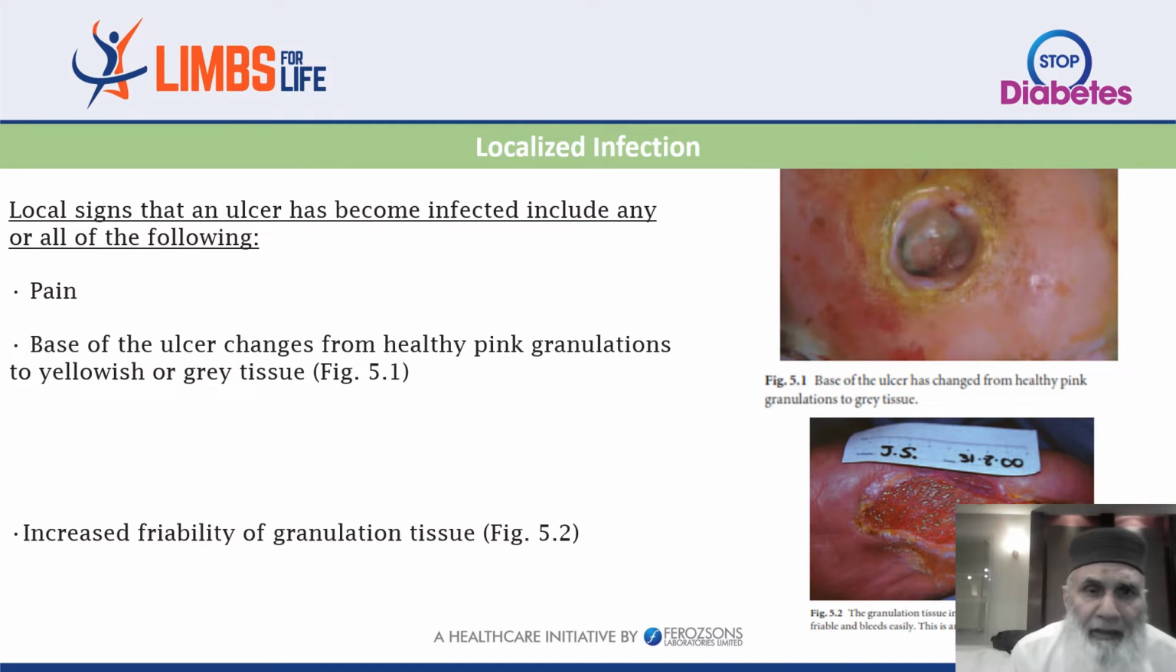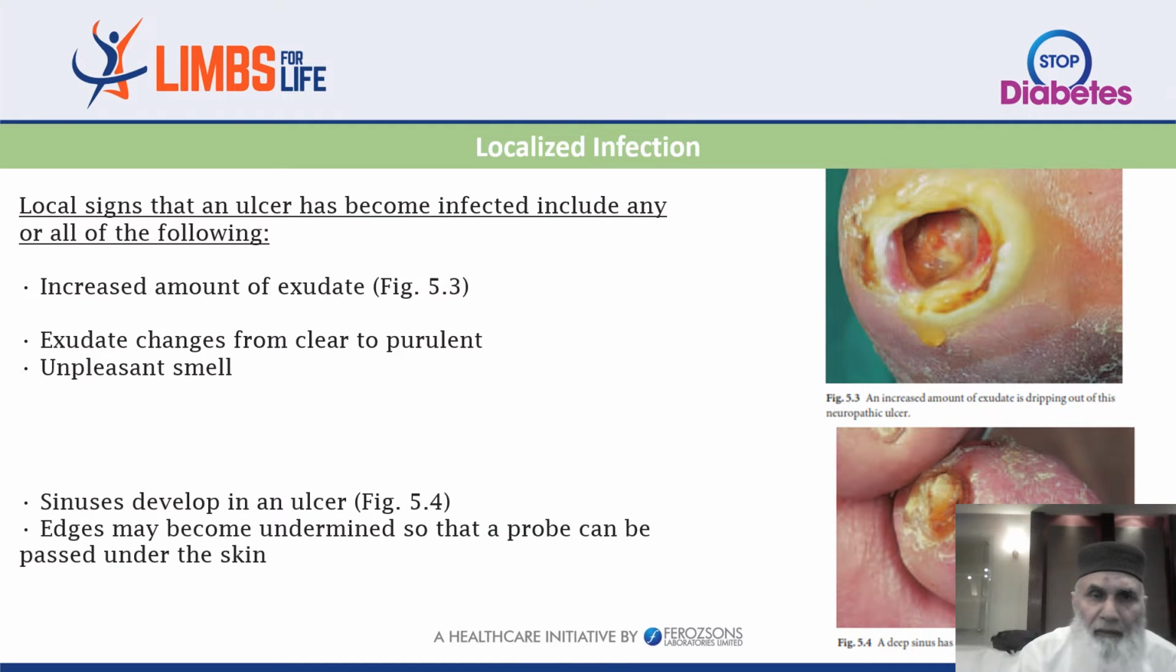Local signs that an ulcer has become infected include any of the following. Pain is one of the important symptoms, but sometimes in a neuropathic ulcer it can be a painless ulcer because the pain nerves are damaged, so it is painless. The base of the ulcer changes from healthy pink granulation to yellowish or grayish tissue, and this is one of the bad signs. Increased friability of the granulation tissue is one of the things which shows that the infection is spreading.